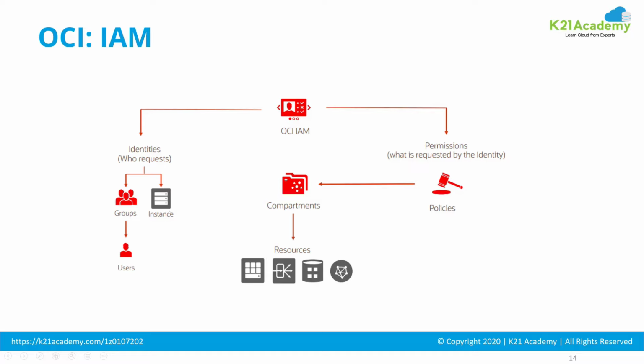So let's assume you have a group of network administrators. You put all your network resources into a compartment, which is the network compartment, and give administrative privileges to the network group on the network compartment.